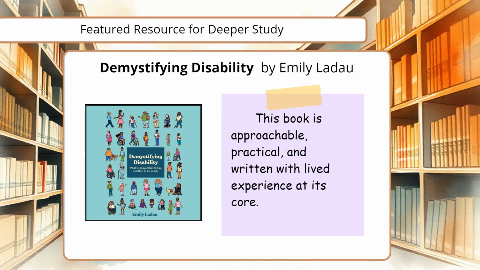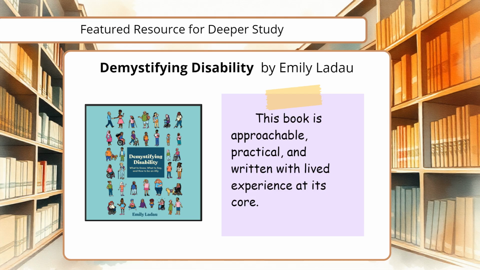One of the most important books for anyone seeking to better understand disability inclusion is Demystifying Disability: What to Know, What to Say, and How to Be an Ally by Emily Ladau. This book is approachable, practical, and written with lived experience at its core. Ladau does a wonderful job of addressing the questions many people have about disability but are often afraid to ask. She explains concepts in a clear, respectful, and engaging way that makes disability inclusion less intimidating and more actionable.